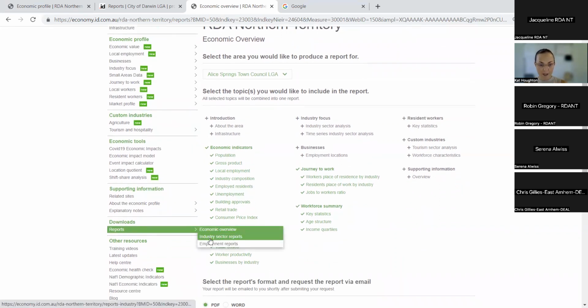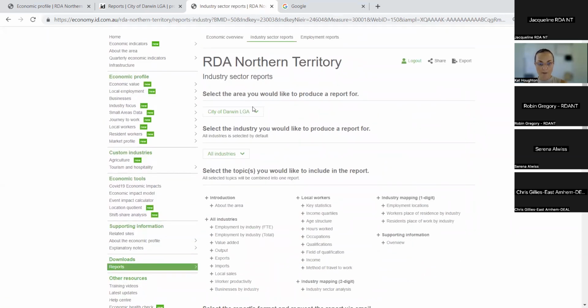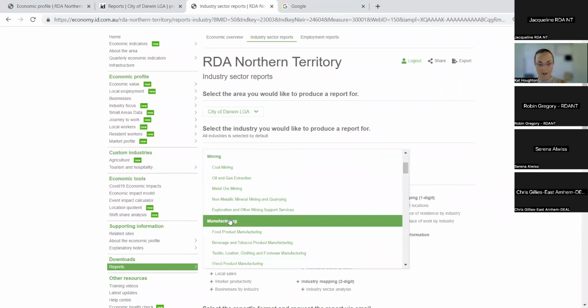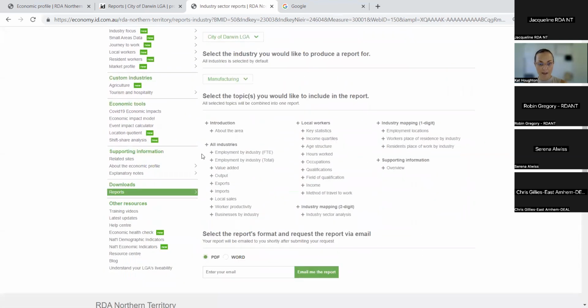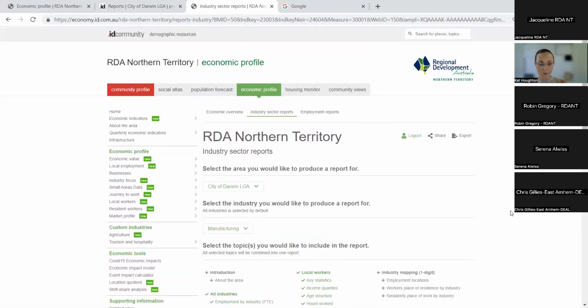The other thing is you can actually get an industry sector report. So I've got City of Darwin up there now. If you want to look at your manufacturing sector, you can click on manufacturing, and then you can get all of these data sets as well. Local worker information, worker productivity, imports, exports, all of that information, send it to yourself in PDF or Word. And you've got all of that information there to accompany your work as well.